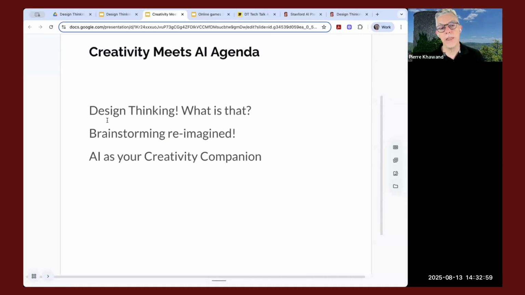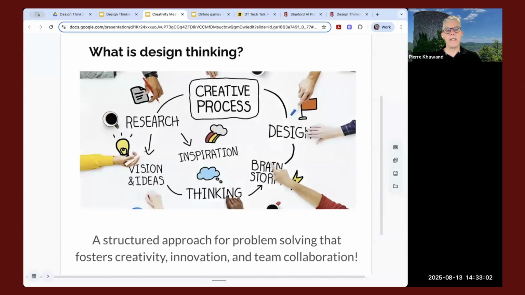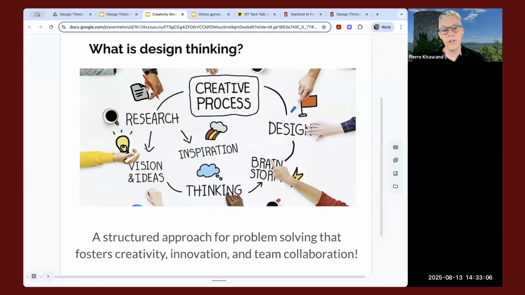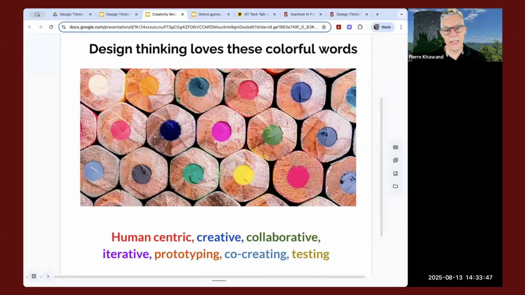So for now, let's start first with design thinking. What is it? So simply defined, and there are many ways to define design thinking, but I'm just going to pick this simple but meaningful definition. It's a structured approach for problem solving. It could be a problem or it could be an opportunity. And this approach fosters creativity, innovation, and team collaboration. It almost sets new standards for how we collaborate, how we get ideas from everyone and then merge those ideas into something meaningful, and how we innovate in the process. So that is a simple but hopefully meaningful definition for design thinking.